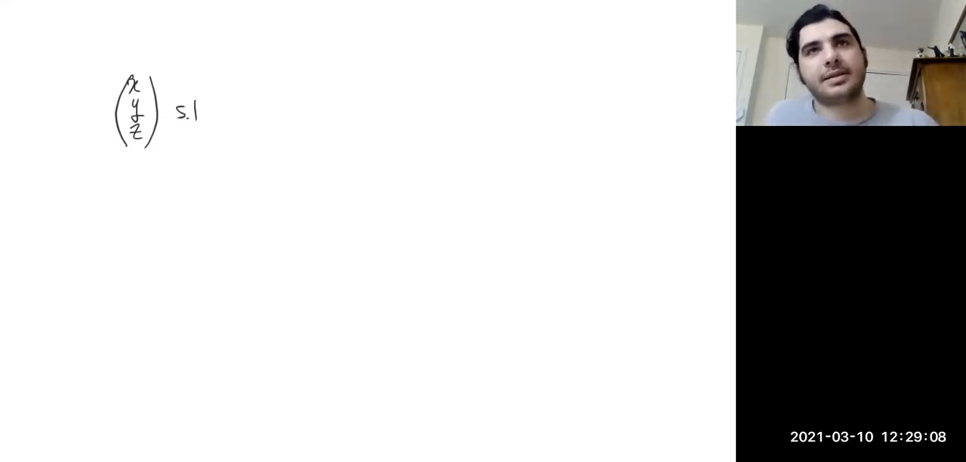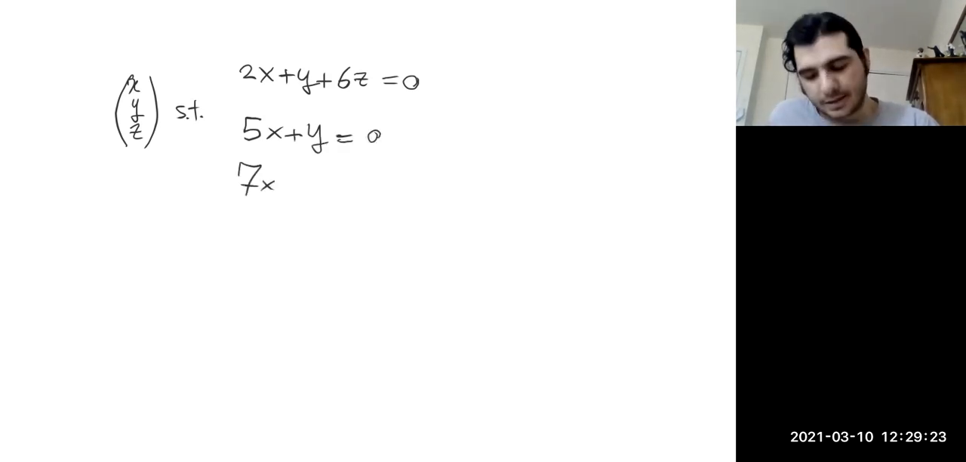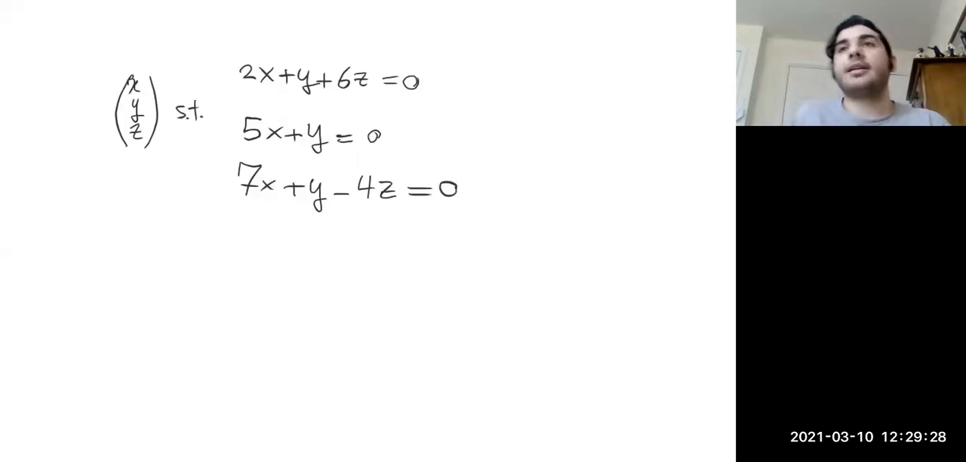Okay, let's do it. So we want to find the kernel of T. So we are looking for the vectors x, y, z such that T of x, y, z is equal to 0. So it means the first component should be 0. The second component should be 0. And the third component should be 0. Well, in some sense, this is an answer, but we want to characterize the elements in this space. Let's see what I mean by that.